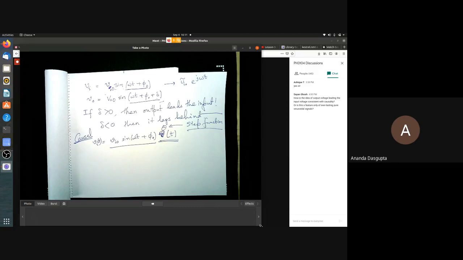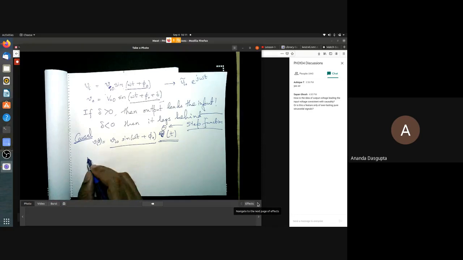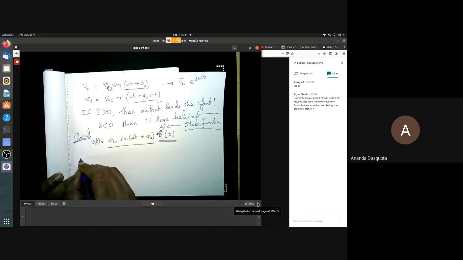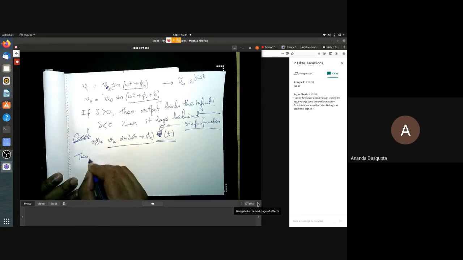Okay, are there any further questions on this? Or anything else? There was a comment in the discussion box, a nice comment, which was for two-port networks.